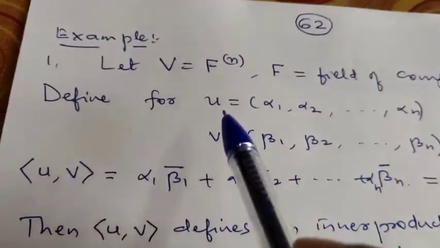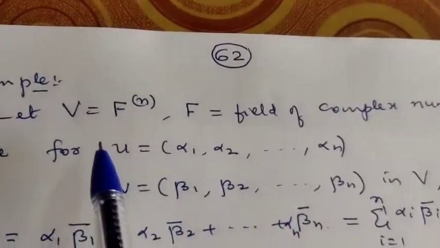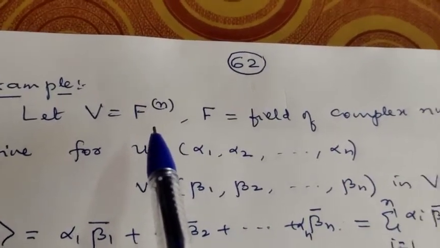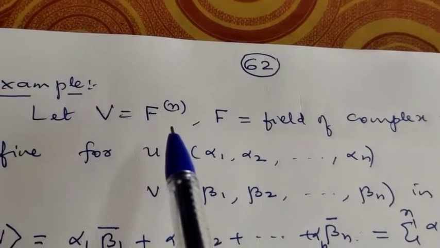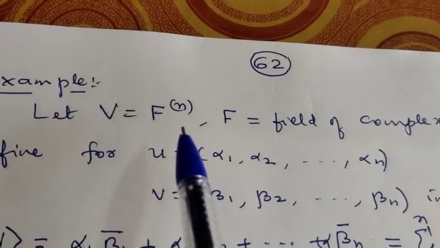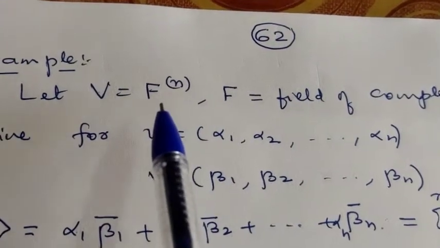Next, let us take up some examples of inner product spaces. The first example: let F be any field and let V be the set of all n-tuples of elements of F. That is, V is equal to F^n.